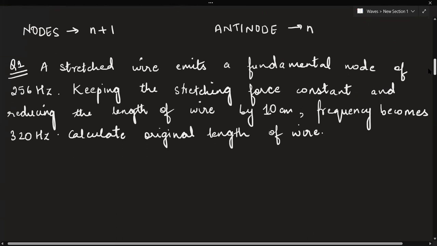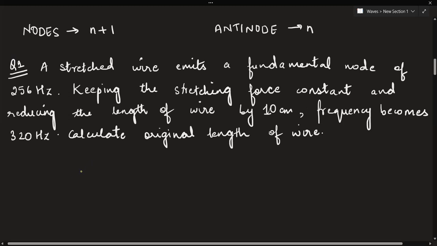It says a stretched wire emits a fundamental note of 256 Hertz. Keeping the stretching force constant, on reducing the length of the wire by 10 centimeters, the frequency becomes 320 Hertz. That is, from 256 Hertz, it becomes 320 Hertz. And we have to find out the original length of the wire.